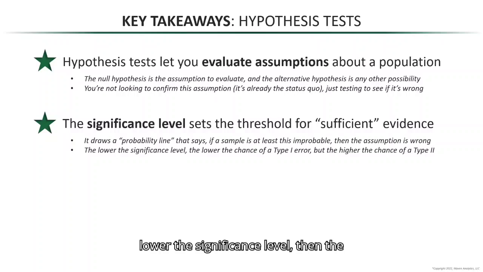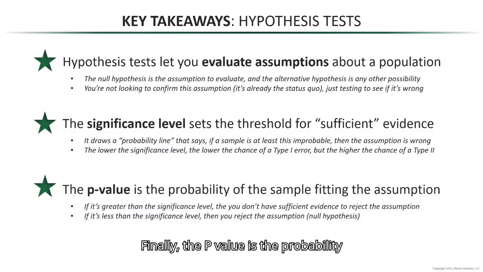Now, the lower the significance level, the lower the chance of making a type 1 error, which is rejecting a true null hypothesis. But keep in mind that this also increases the chances of a type 2 error, which is failing to reject a false null hypothesis. So there's always going to be a trade-off here, but the key is to think about which type of error is more acceptable in each situation.